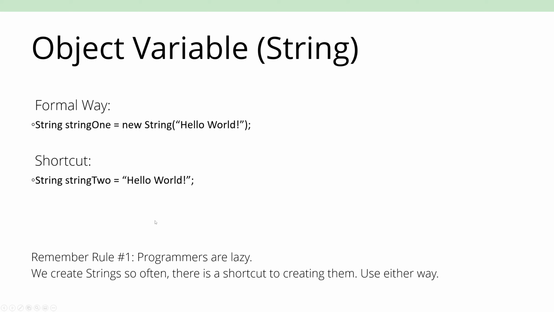Now remember, rule number 1, programmers are lazy. We don't like to type too much. We want to type as little as possible. So because we create strings so often, there is a shortcut to creating them. You can create it the shortcut way, you can create it the formal way. Both work. Later on, we'll talk about some more complexities, why you might want to create one the formal way versus the shortcut way. But for now, just know that you can create it either way.